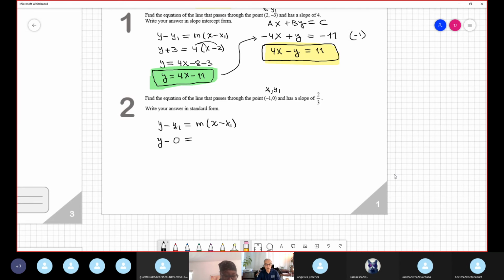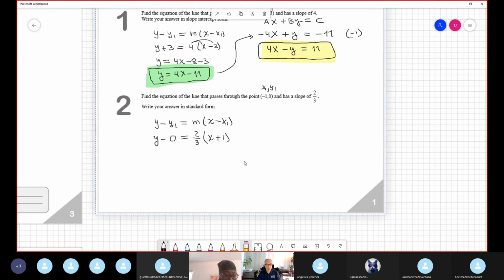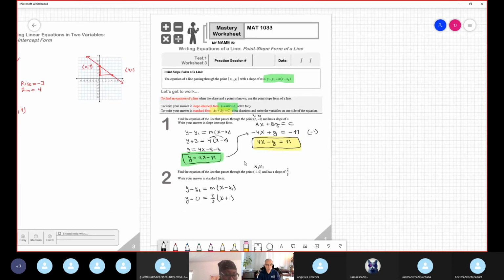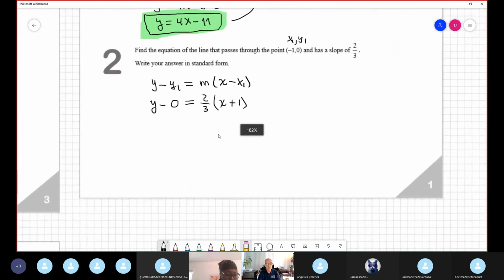The slope is 2/3, parentheses, x minus something, which is negative 1. Negative 1, double negative, becomes positive. Leave it like that? Of course not. The 0 is nothing. And you eliminate the fraction. Multiply the entire equation by 3, the number that we have in the denominator.